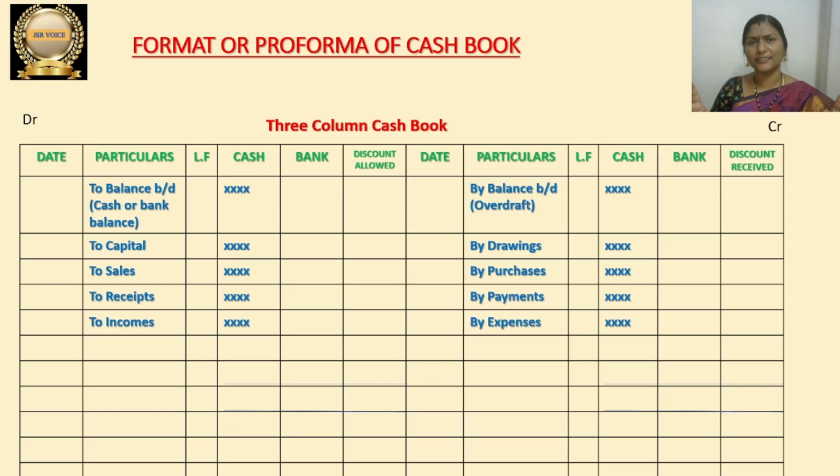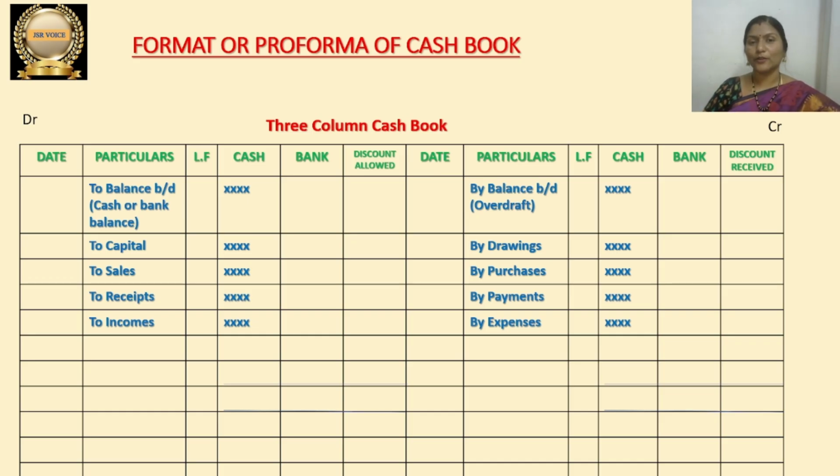Whenever we write any transaction in the cash book, the logic behind that is, if cash is coming into the business, we should record it on the debit side. If cash is going out of the business, we should record it on the credit side. That is the main logic behind the preparation of all the first 3 cash books.